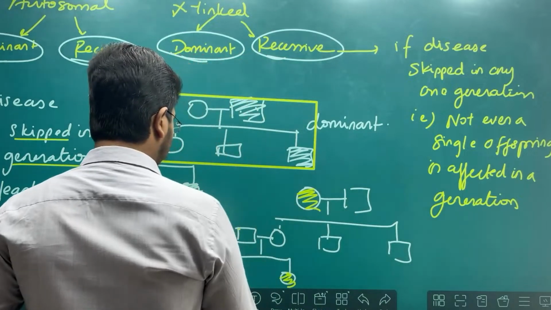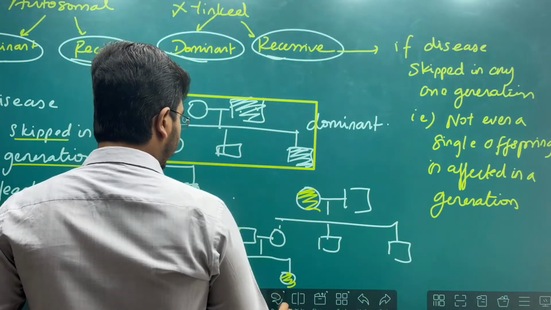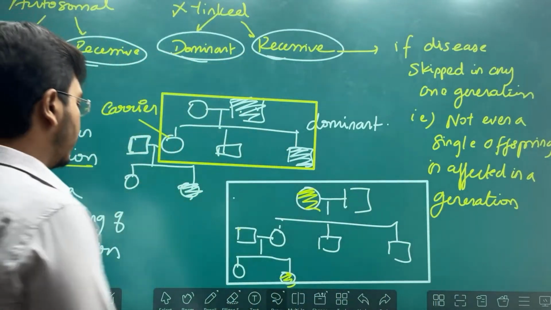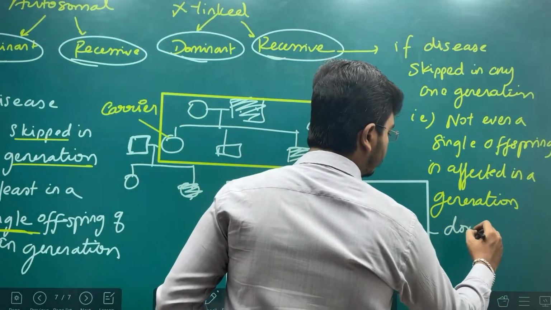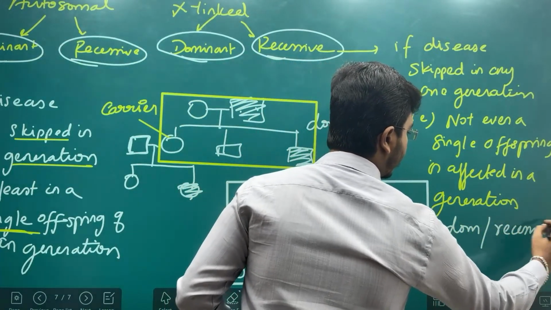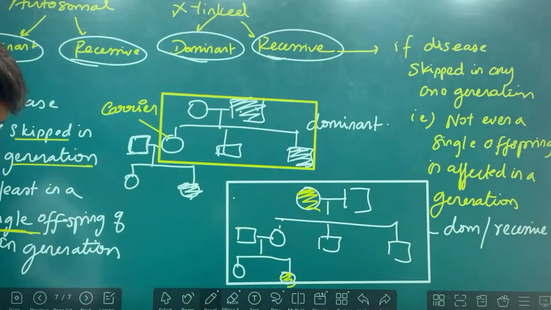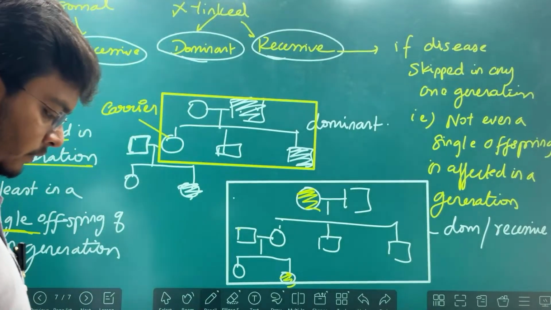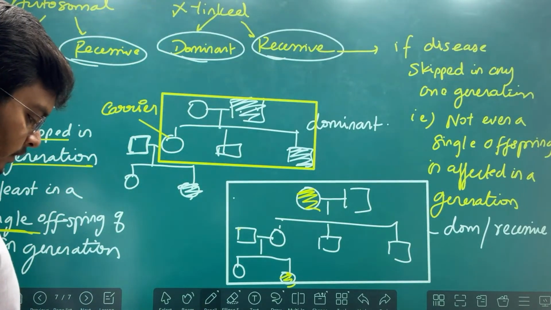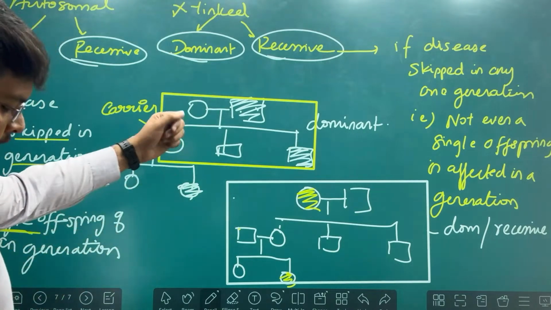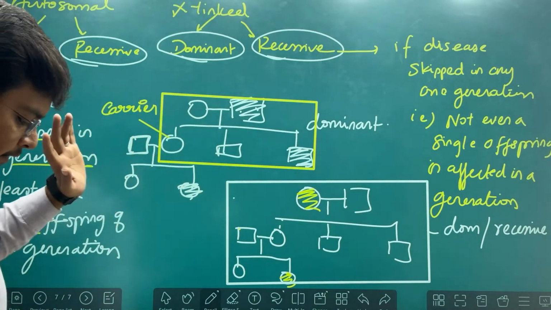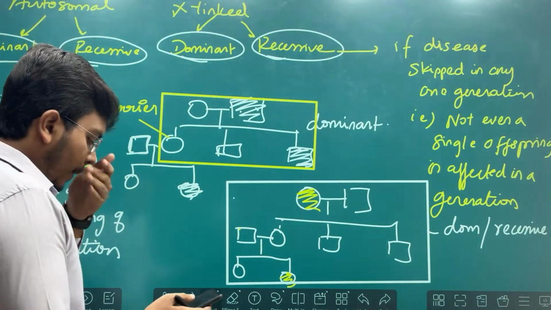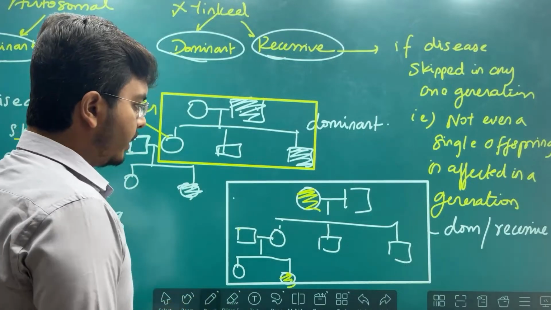Then what is this condition? Is it dominant or recessive? Answer me. The mother is affected, no child is affected, and a child coming from them is affected. Now, is it dominant or recessive?